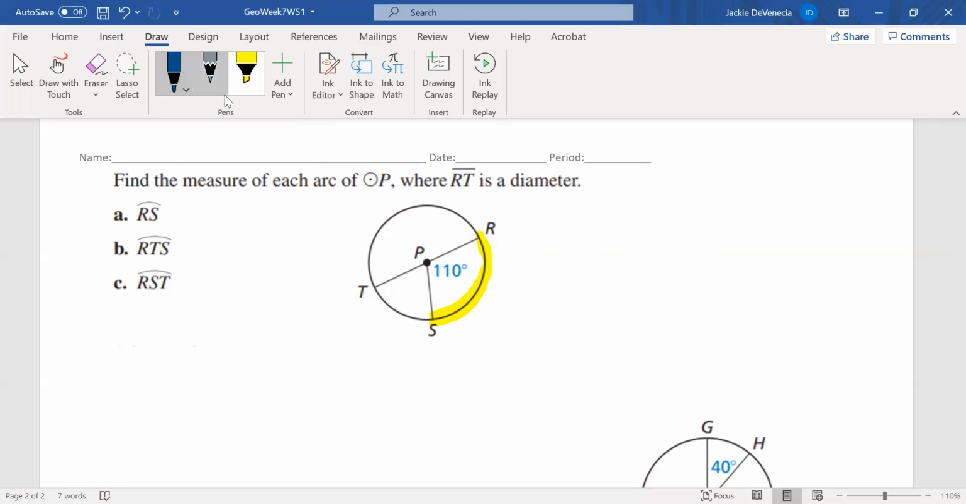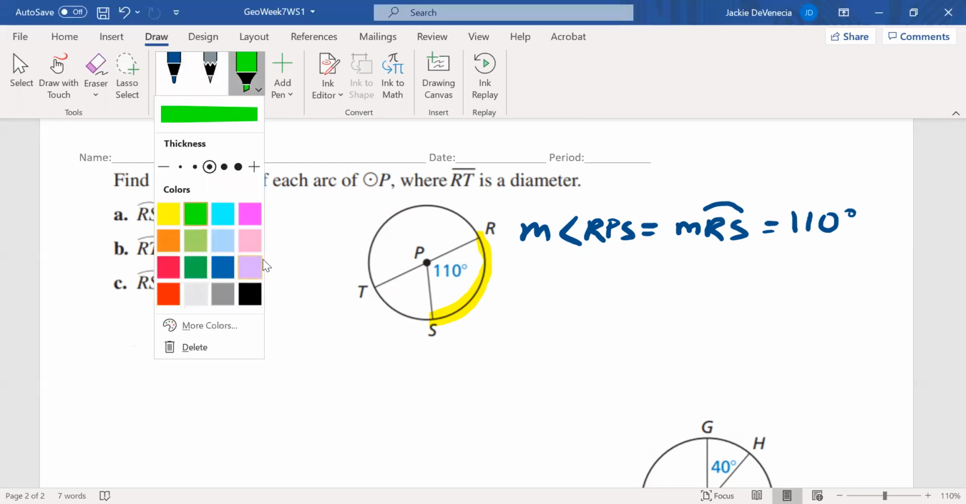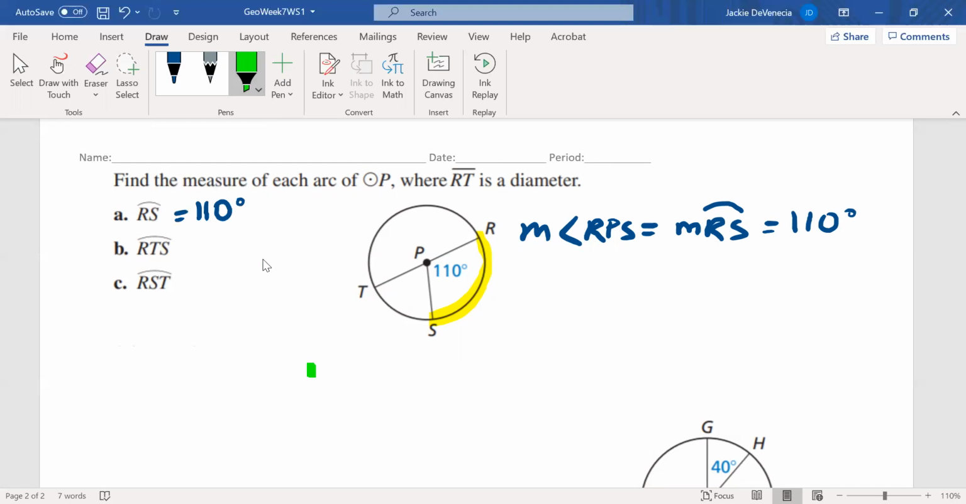So the measure of angle RPS is going to be the same as the measure of arc RS. So if it's 110, that will also be 110. Now let's look at this one over here, the measure of RTS. What we mean by RTS is this right over here.